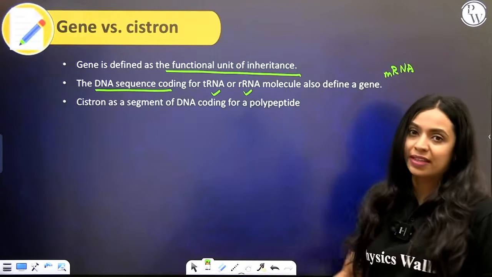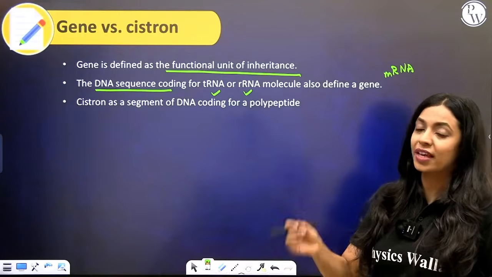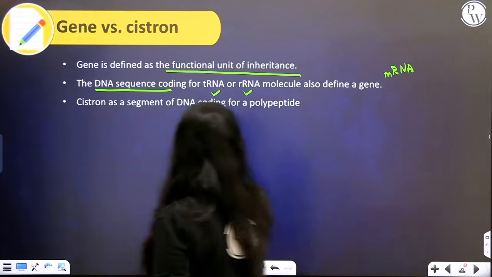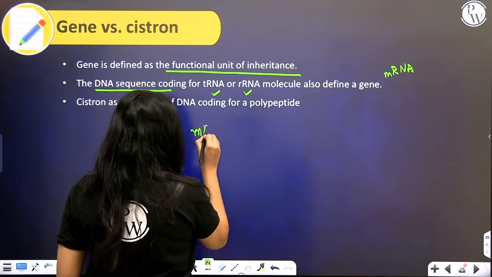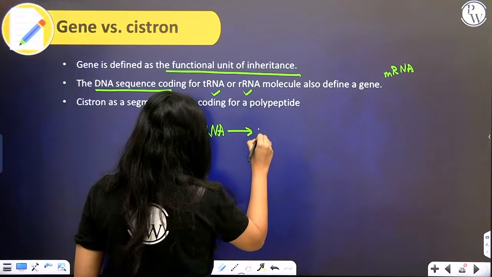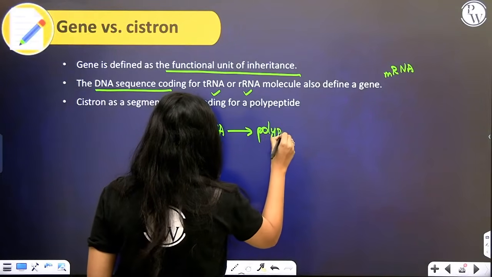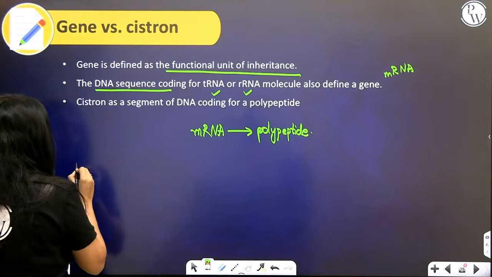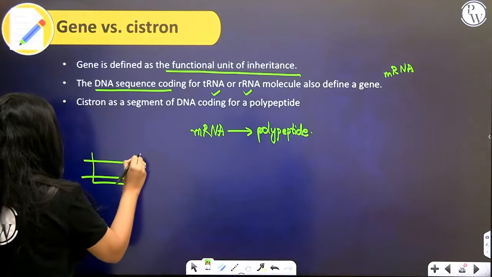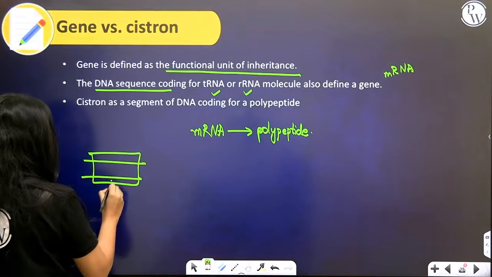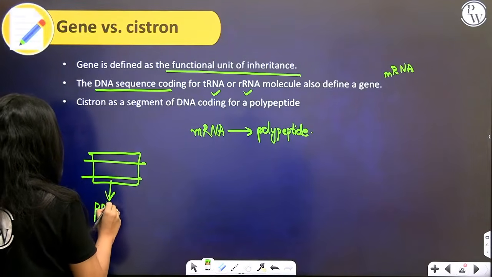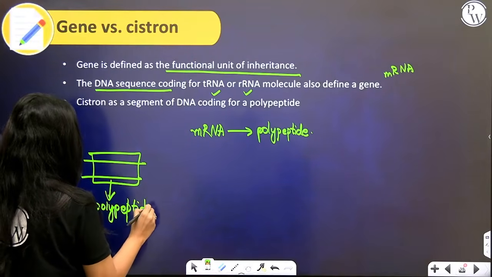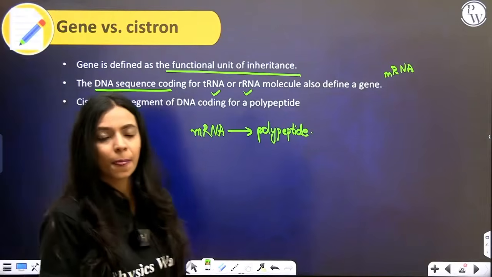What is a cistron then? A cistron is basically a type of gene that specifically codes for mRNA, and via the mRNA, it codes for a polypeptide. A segment of DNA that specifically has the information to code for a polypeptide or a protein is what we call a cistron.